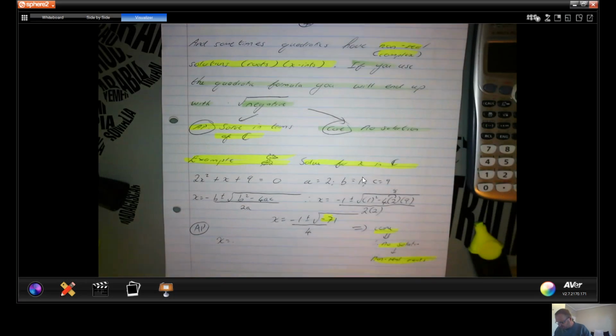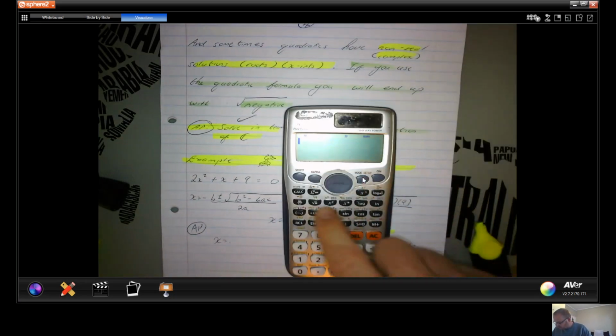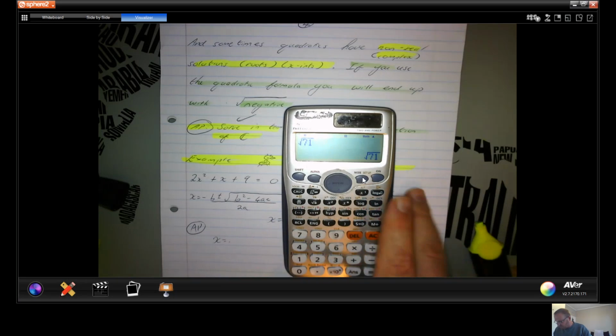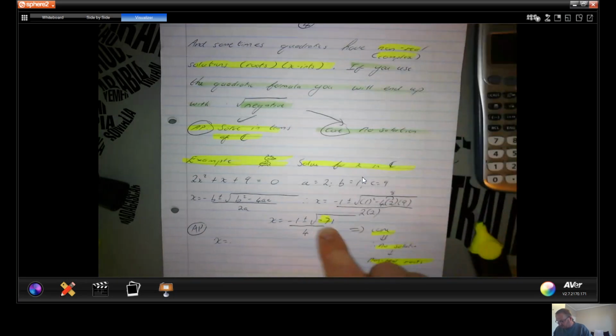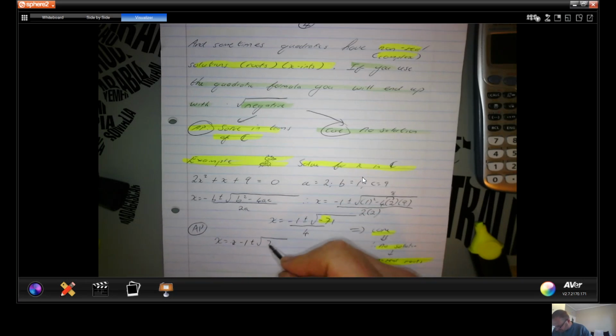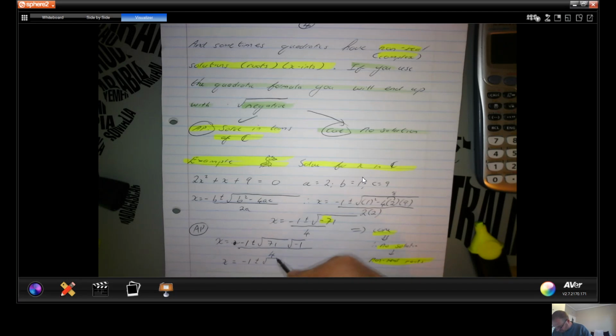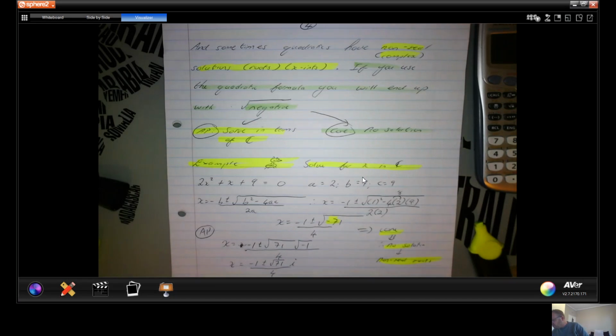So x is going to be equal to, well, I don't think you can simplify root 71. It's in simplest surd form already. You can check by going root 71 and it stays root 71. Remember, you've got x is equal to negative 1 plus minus the square root of 71 times the square root of negative 1. I can skip it, I don't expect you to show that step. So you're going to get x is equal to negative 1 plus minus root 71 i all over 4.